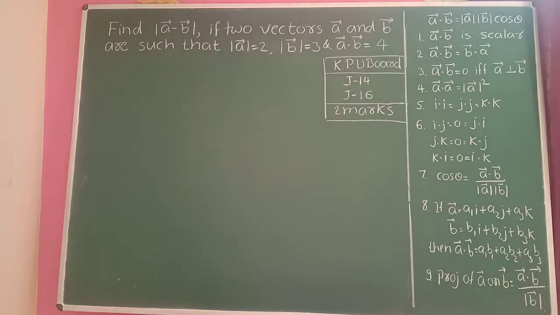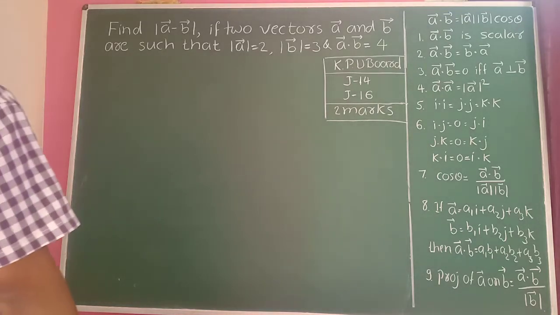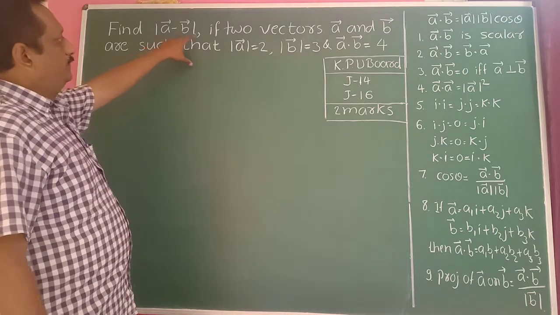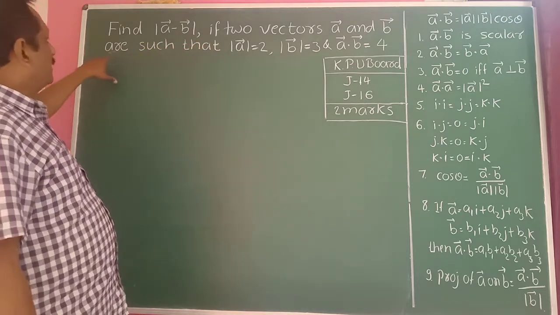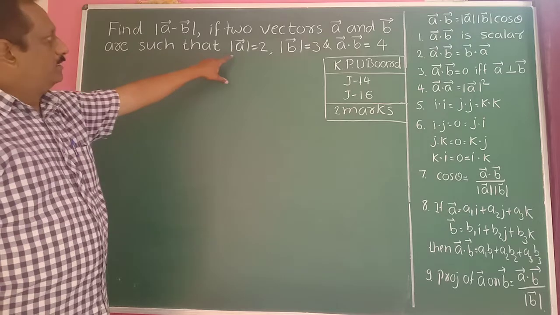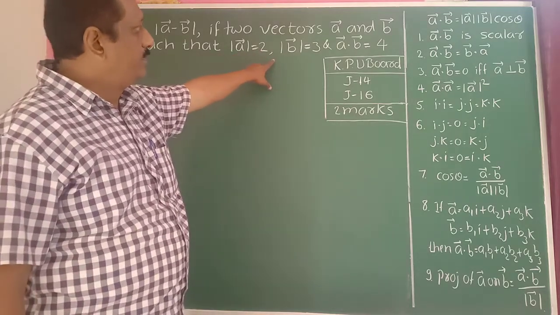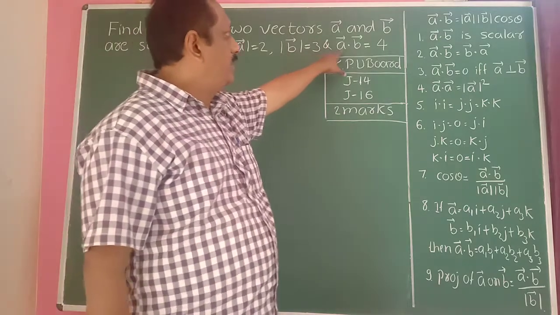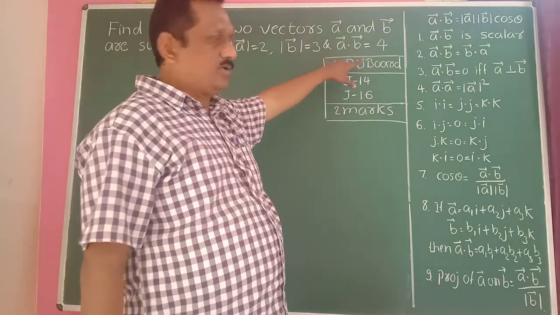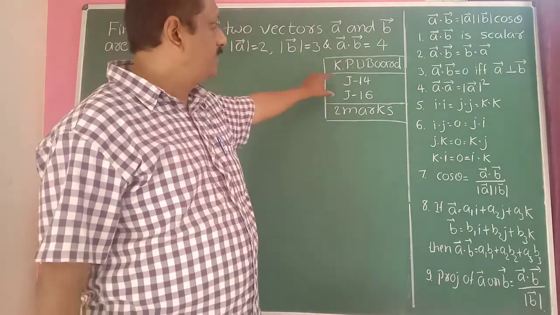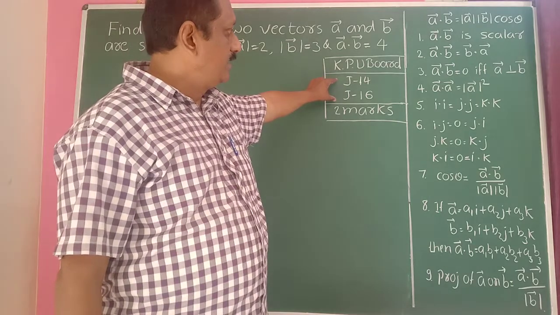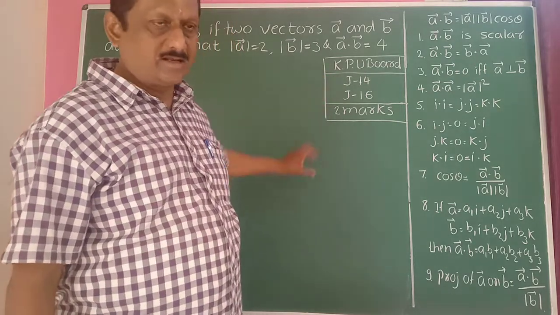So find out modulus of a bar minus b bar, if two vectors a bar and b bar are such that modulus of a bar is equal to 2, modulus of b bar is 3, and a bar dot b bar is equal to 4. This question was asked two times, July 14 and July 16.